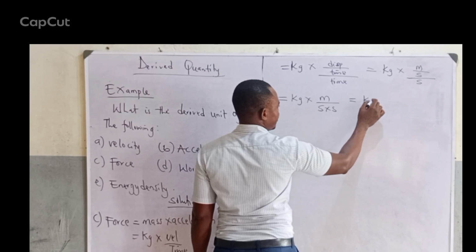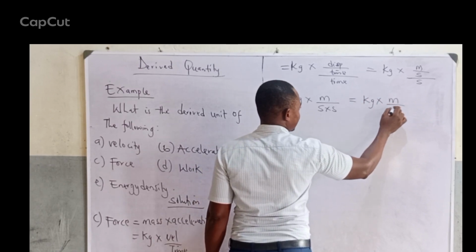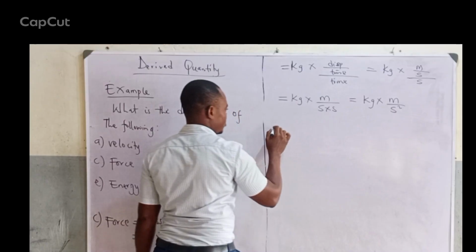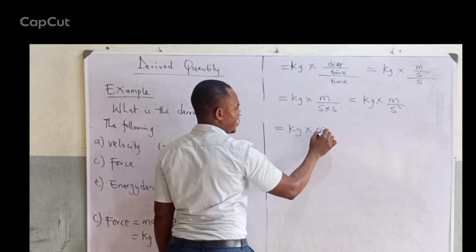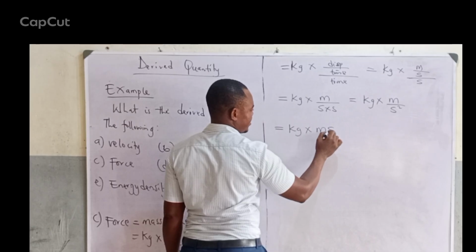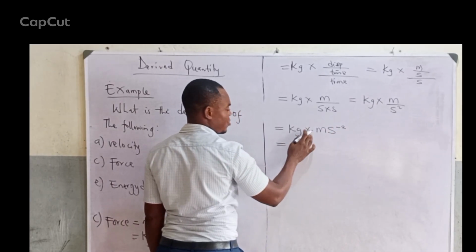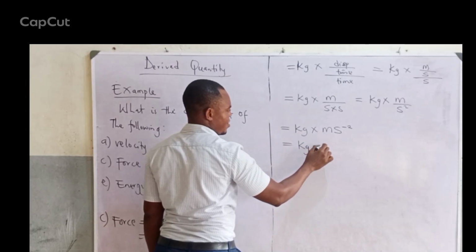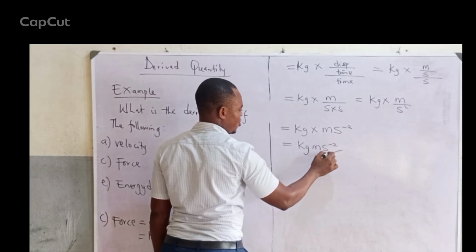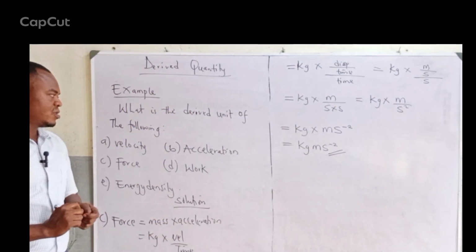So this is kilogram times meter. S times S is S squared. So this is kilogram times meter, and the S will come up, S raised to minus 2. So we remove the multiplication sign. We have kg m s^-2. So this is the derived unit of force.